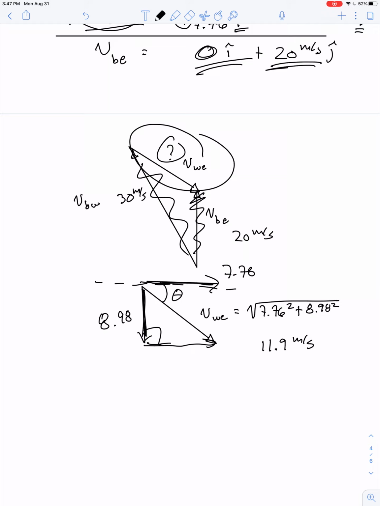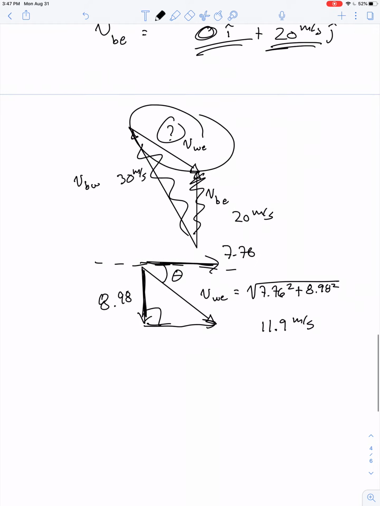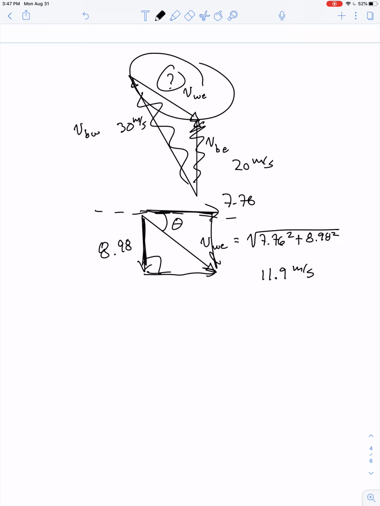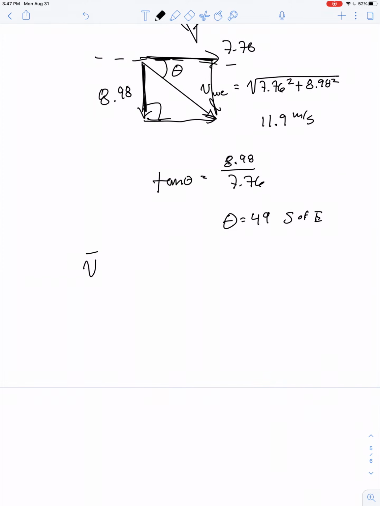Now we want a direction. So we can say how many degrees south of east. So tangent of that angle would be 8.98 over 7.76. And we get an angle of 49 degrees south of east. So there's one way to answer it. The velocity of the wind with respect to the Earth is 11.9 meters per second at an angle of 49 degrees south of east.